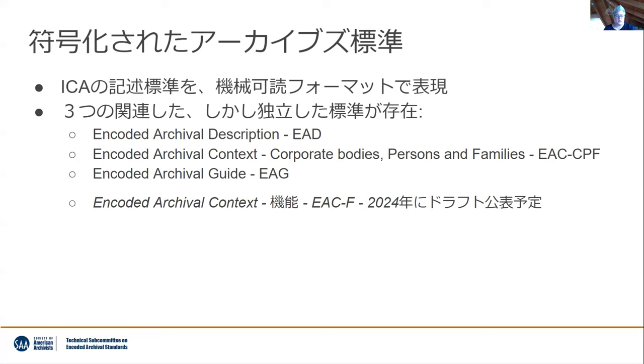Essentially, what the Encoded Archival Standards do is they offer you a representation of the ICA's description standard in a machine-readable format. And Karin already mentioned when she was talking about the subteams of TS-EAS that we currently have three related but independent standards, that is EAD and EAC-CPF that are already mentioned, and EAC-F, which is currently being prepared for a draft publication during this year.